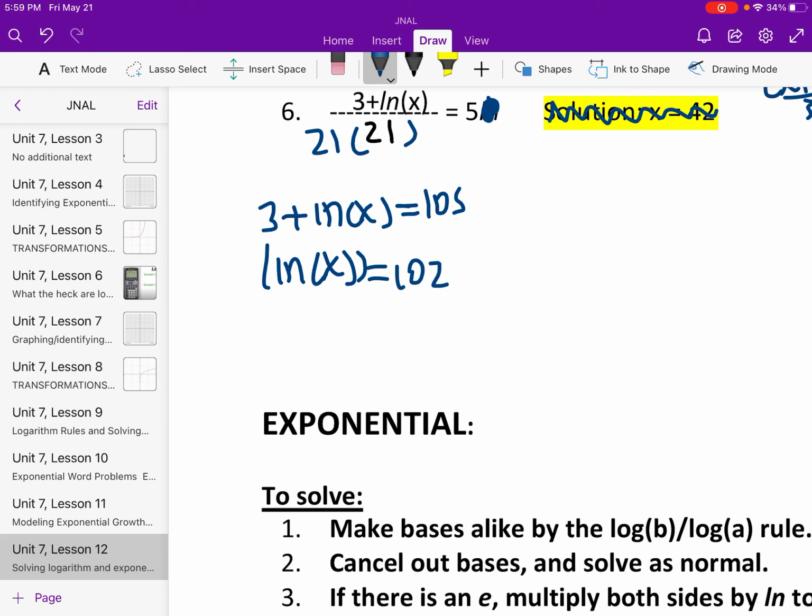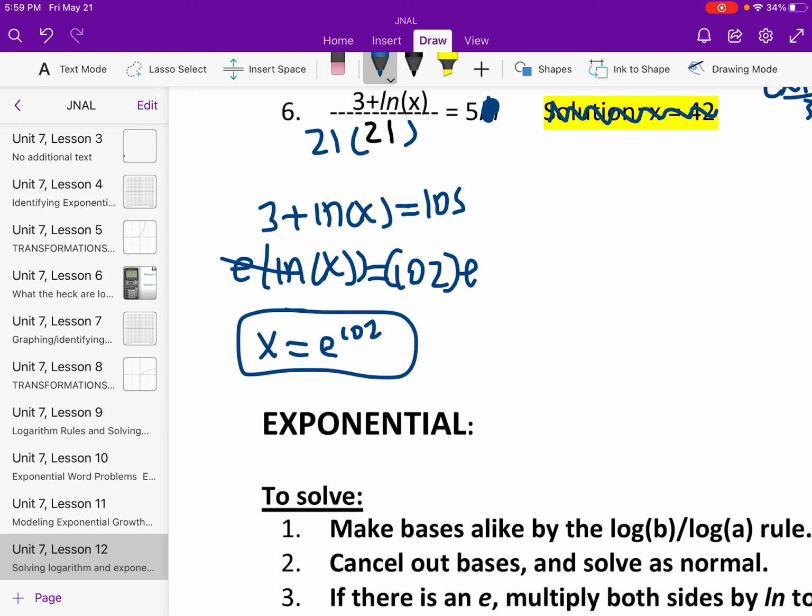Now we need to multiply by e on both sides, and our power rule says that 102 times e is also e to the 102. So let's change that. And these cancel, so we have x equals e to the 102. And remember, e is actually a value, so we can type that into the calculator. E to the 102. Let's just leave it as e to the 102, because it has something like 44 decimals or something. Yeah, let's just leave it as that.